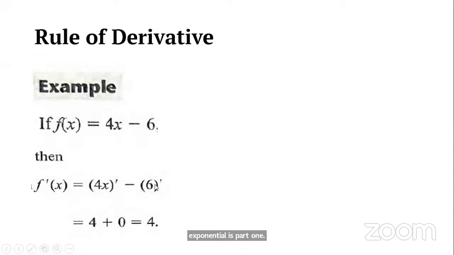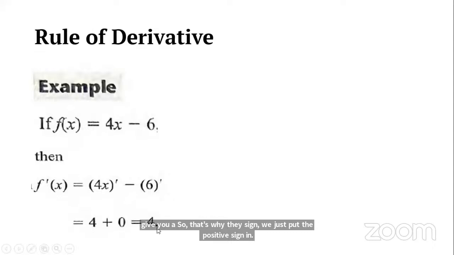And here you have a constant. So you apply the constant rule here. If you differentiate a constant, you have 0. Then you have your 0 here. 4 plus 0 will give you 4. Whether negative 0 or positive 0, it is still 0. That's why we just put the positive sign here, even though here is negative. So your answer will be 4.